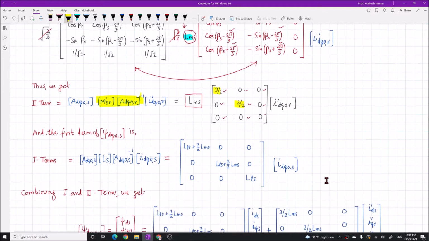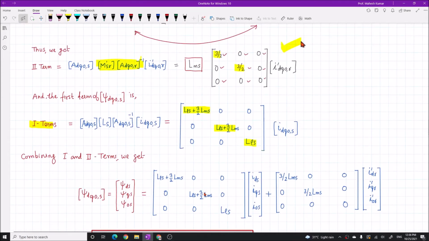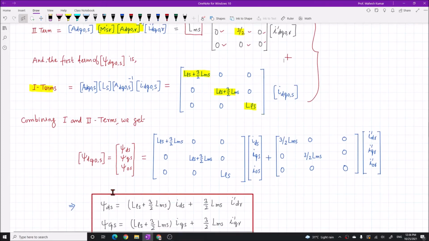Now we will combine the first and second terms. This was the first term, which has diagonal elements in each row, and there is a second term, which is this one. If we sum them together, we will get the expression for flux linkages, psi dq0 s.